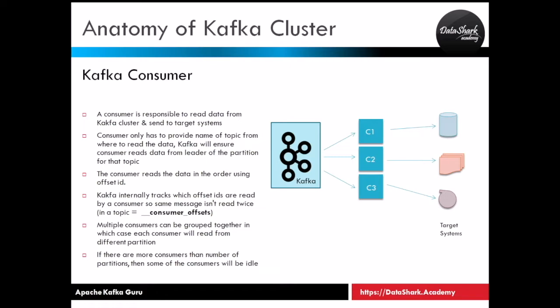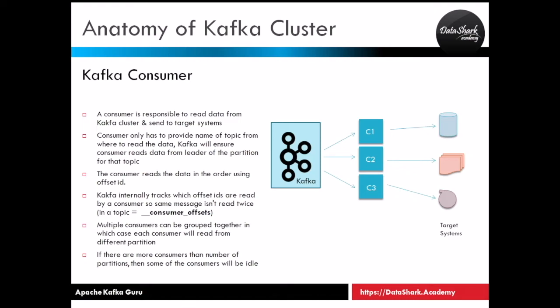Now, multiple consumers can be grouped together, in which case each consumer will read data from different partition. So say you have a topic which has multiple partitions, and each of these partitions are on different brokers. Now what you can do is you can have multiple consumers set up to read from this topic. So what Kafka will do is it will connect one partition of that topic with one consumer. So if there are three partitions for a topic, each partition will be connected with one consumer in this case.